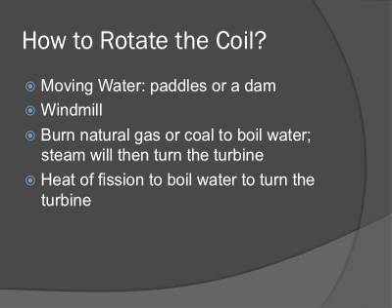Another thing is a windmill. The wind blows the paddles on the windmill, which turns the turbine. Today would be a good day because it's really windy outside. We burn natural gas or coal. It boils the water. The steam then causes the turbine to turn. And then, instead of using coal, we could actually use the heat of fusion to boil the water to turn the turbine. But do you guys see how it doesn't matter what the source of energy is? We're trying to turn a turbine to create the movement of electrons, and that's what creates the electricity.